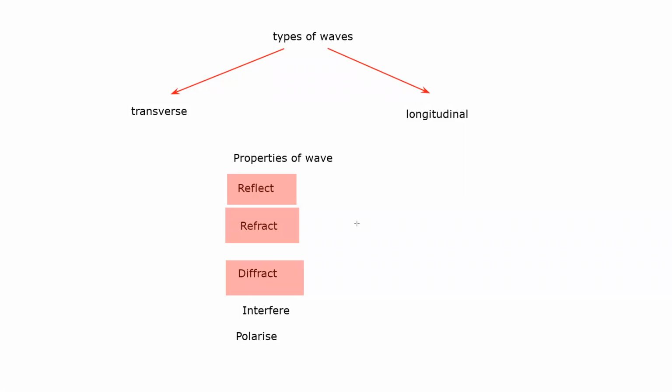Now, to study the properties of the wave, we use a ripple tank. So a wave can be transverse, a wave can be longitudinal, and these are some properties of the wave: reflection, refraction, diffraction, interference, polarization, but you will learn only three properties: reflection, refraction, and diffraction.